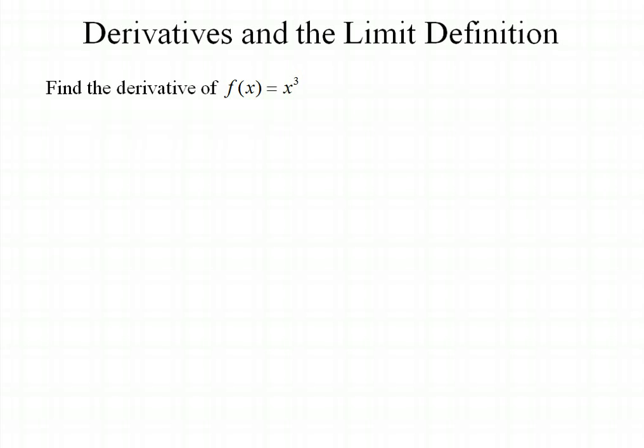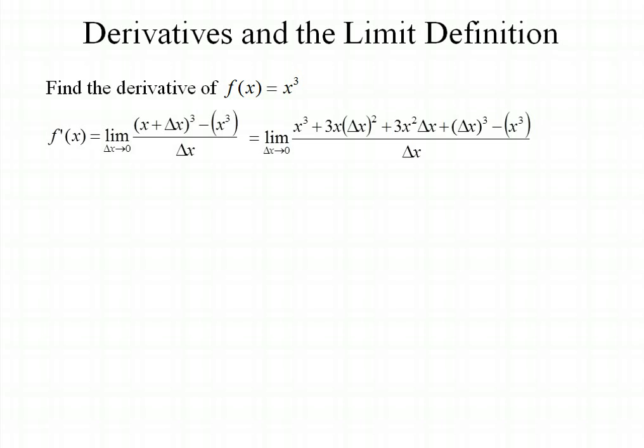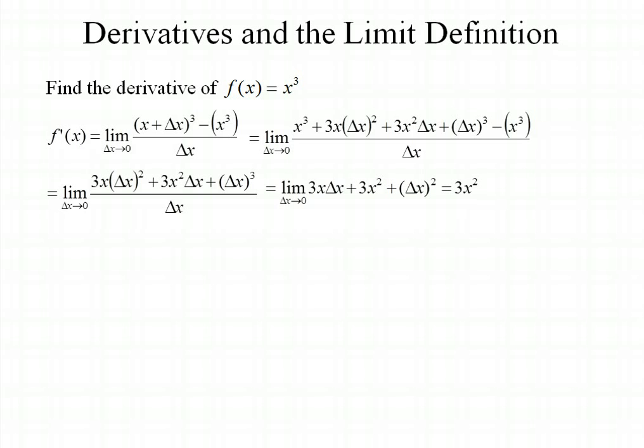Okay, let's find the derivative of f of x equal x to the third. So we're going to plug into our limit definition, and this time we have a binomial that's cubed, so we have to expand that out. And you can do that using any rules that you want, or you can work it out on your own, but it's expanded out here. And then you should notice that the x to the thirds are going to cancel out, and then everything has a delta x in it, so we're going to divide those out. And then we want to take the limit as delta x goes to 0. So our first and last terms canceled out, and we were left with 3x squared.